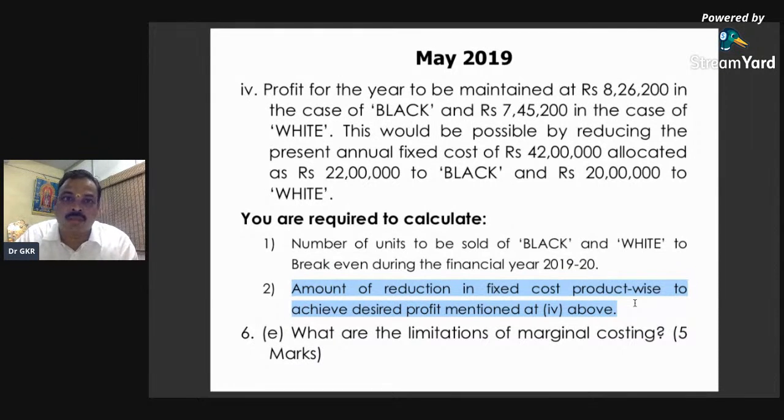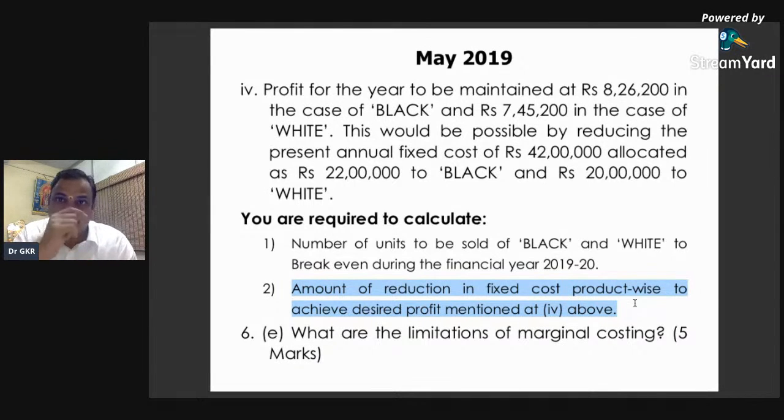This should be possible by reducing the present annual fixed cost of 42 lakhs allocated as 22 lakhs to black and 20 lakhs to white. So he has given two interesting points. The present fixed cost is 22 lakhs and 20 lakhs. Now what he is asking, amount of reduction in fixed cost product wise to achieve desired profit mentioned at 4 above.